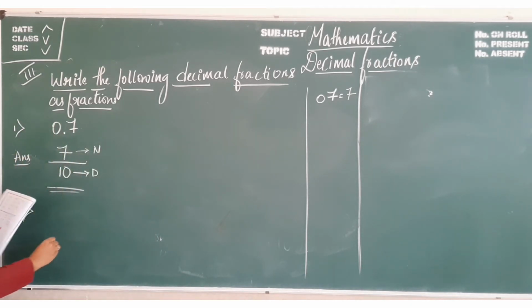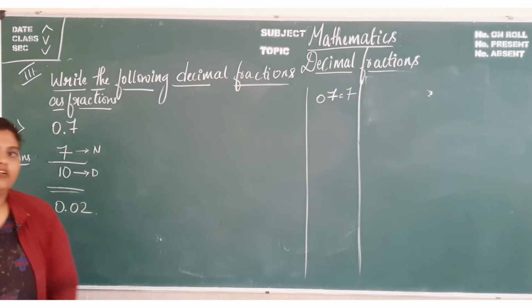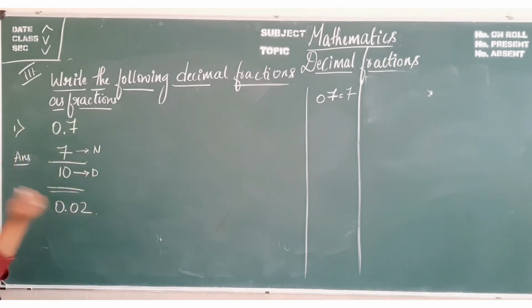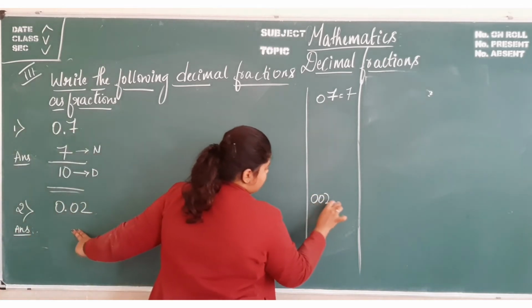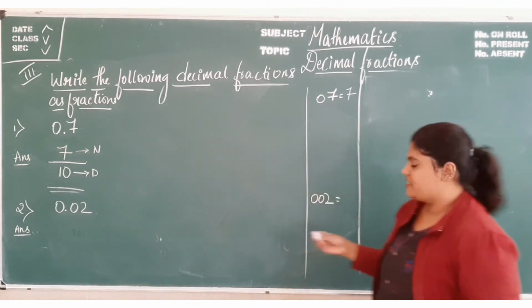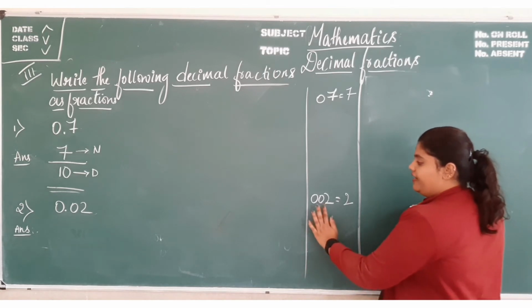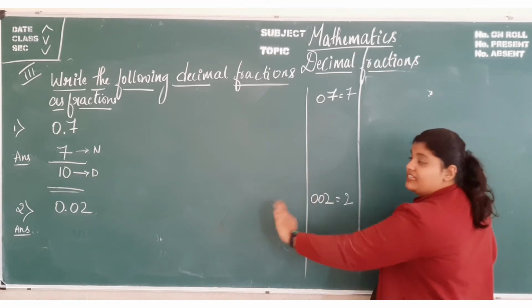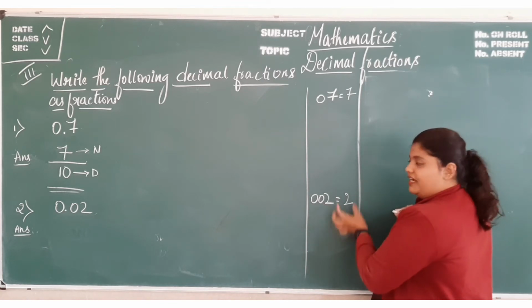Write down 0.02. Now, what is the numerator here? The given decimal fraction is 0.02. So what is the numerator? See, 0.02 is nothing but, yes, 2. So if we write 0 towards the left hand side, extreme left, it does not have value. So it is nothing but 2.